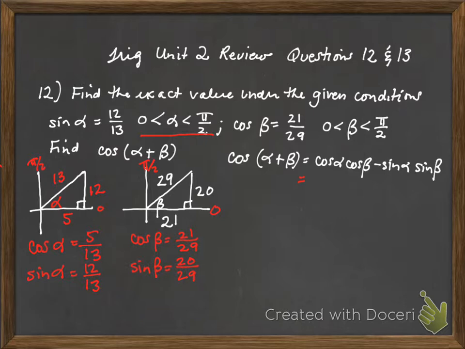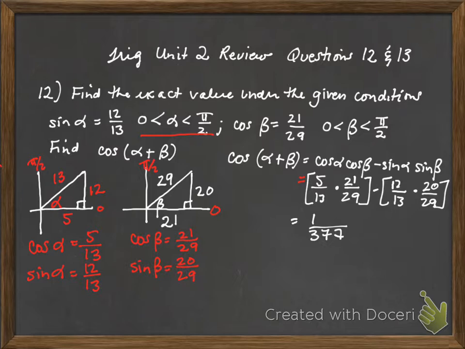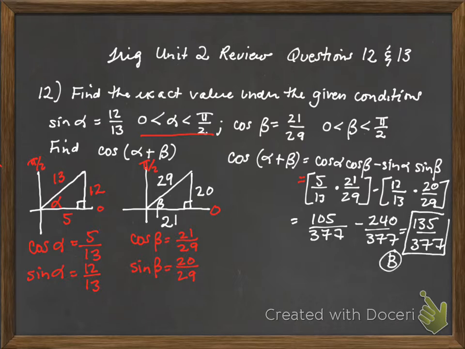Okay, so cosine alpha was 5 over 13 times cosine beta, which is 21 over 29, minus sine alpha, which is 12 over 13, times sine beta, which is 20 over 29. When we multiply this out, my denominator is going to be 377. This is going to be 105 over 377 minus 240 over 377. And when you do the math, you get negative 135 over 377, which is my answer. That corresponds to letter B on the answer key.